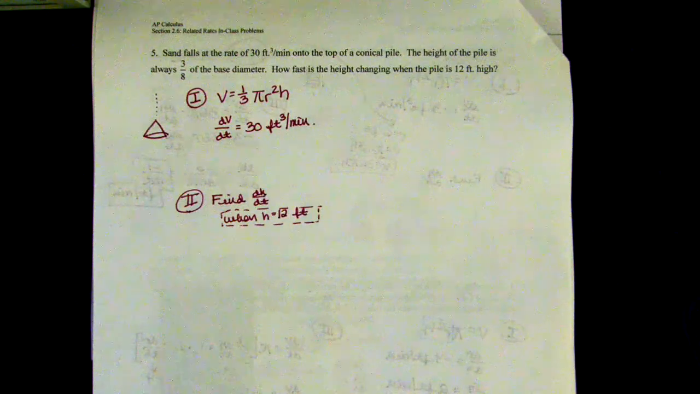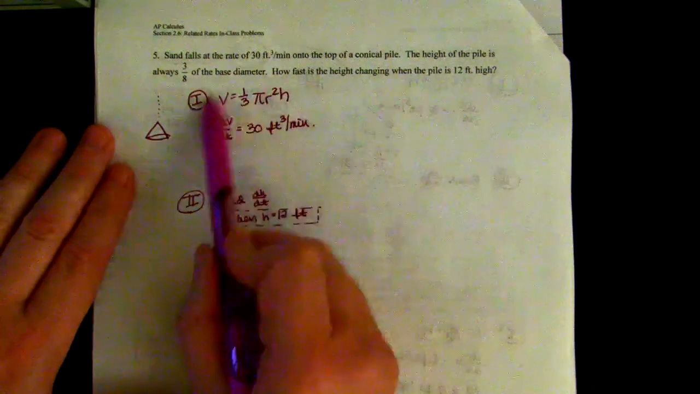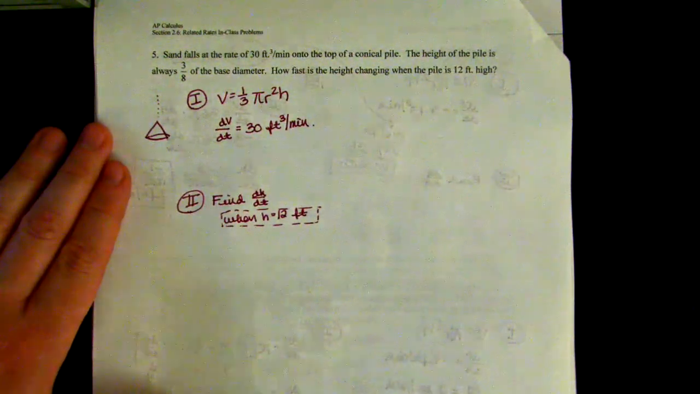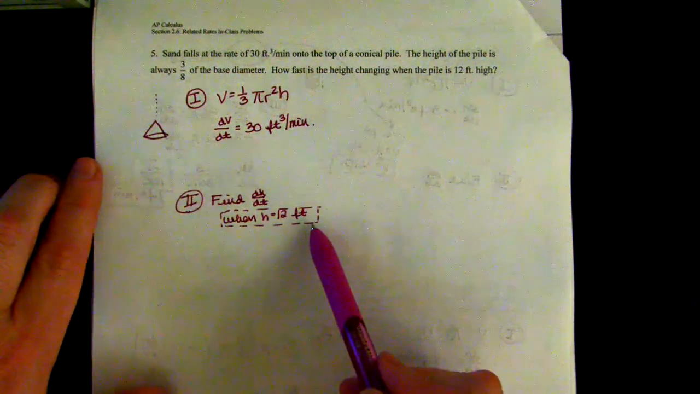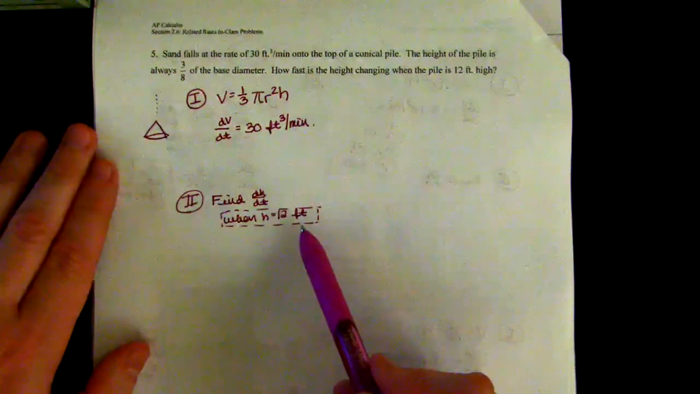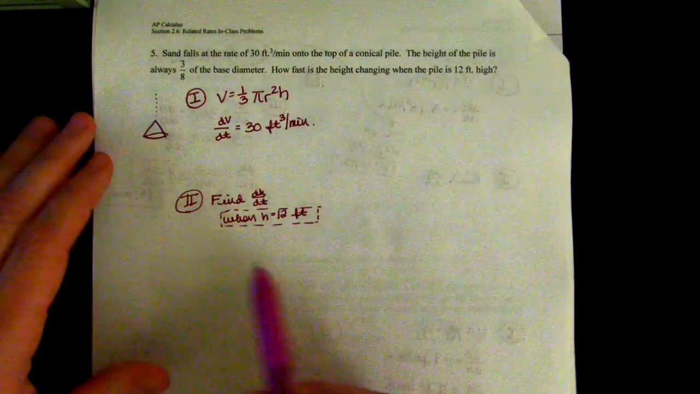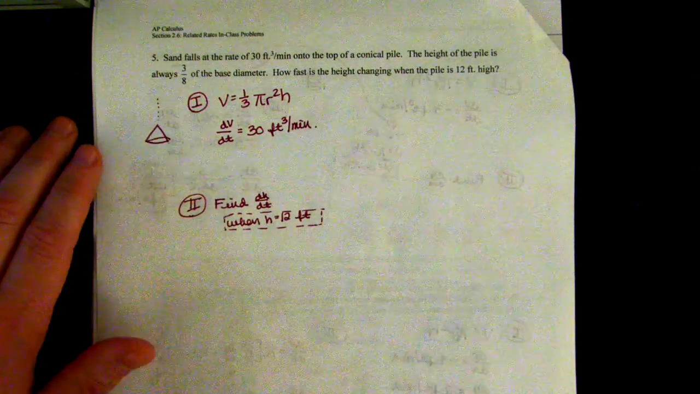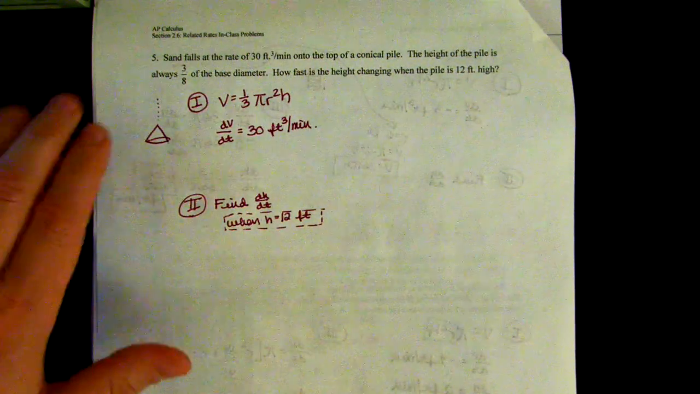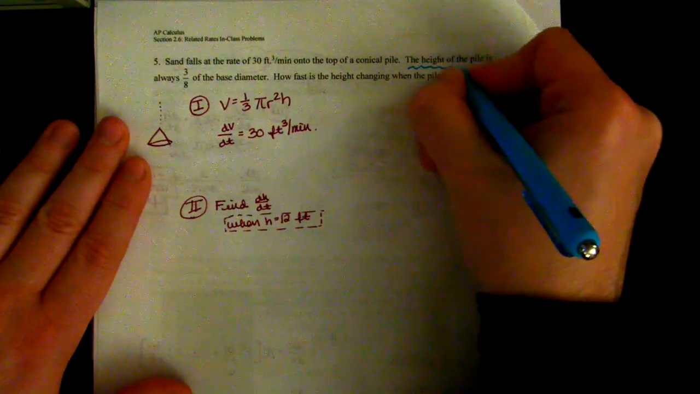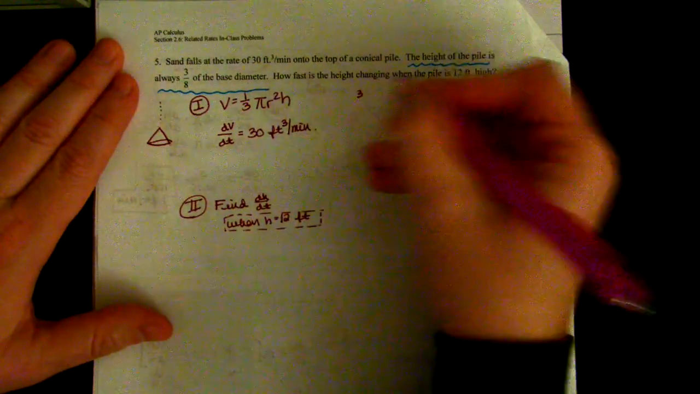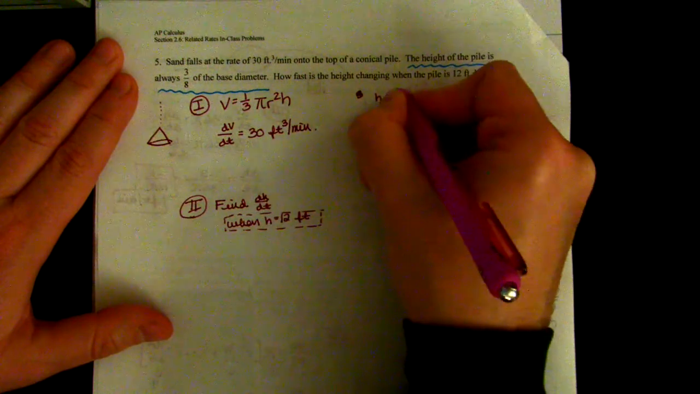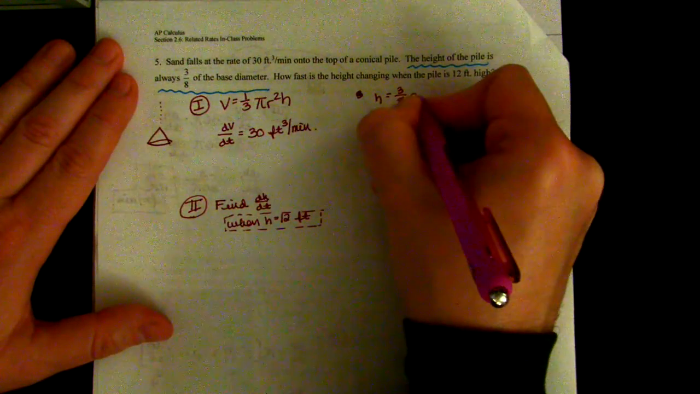Well, here's the problem. I have too many variables over here. I have no information right now about dr dt or a particular radius or any of those things. So I can't do what I did in number 4 where I used my product rule and got a dr dt, because I don't know anything about dr dt. But there's a piece of information we have not yet used. The height of the pile is always 3/8 of the diameter. Let me write that down because that's something that's always true.